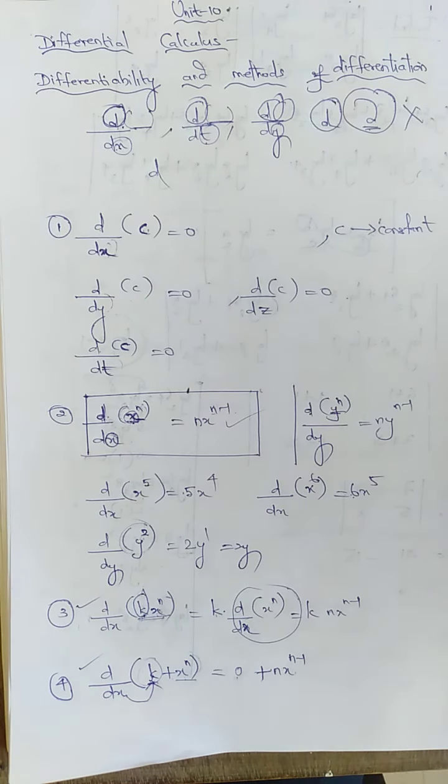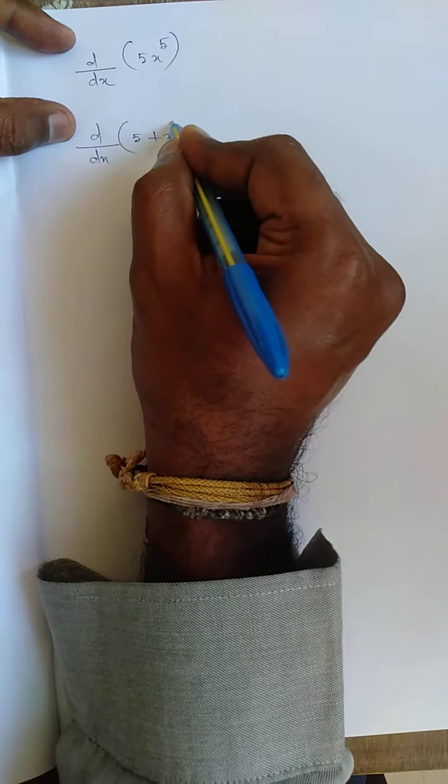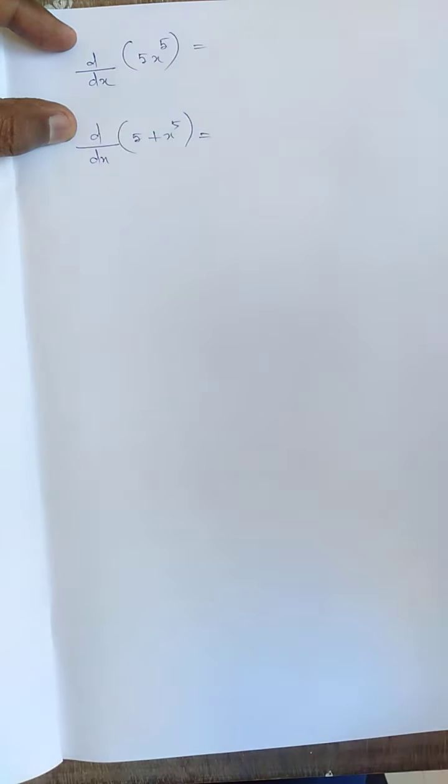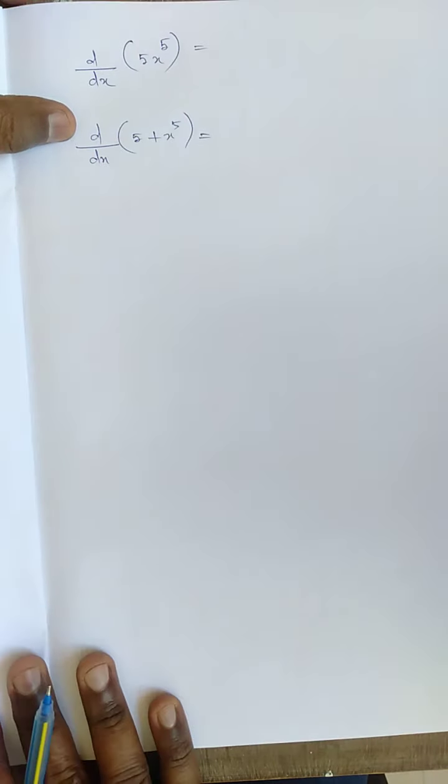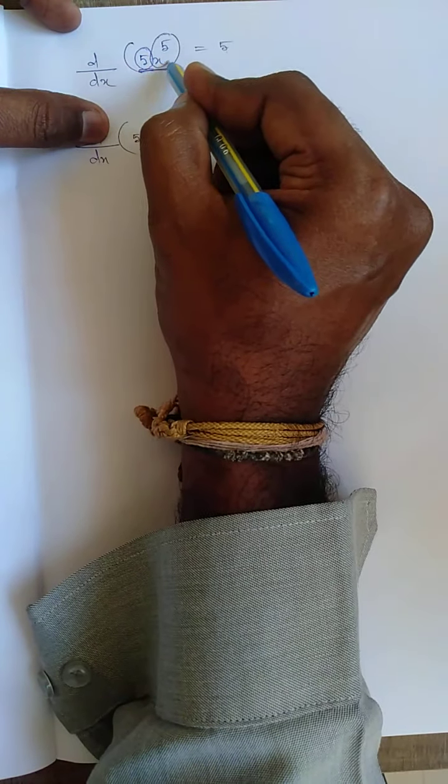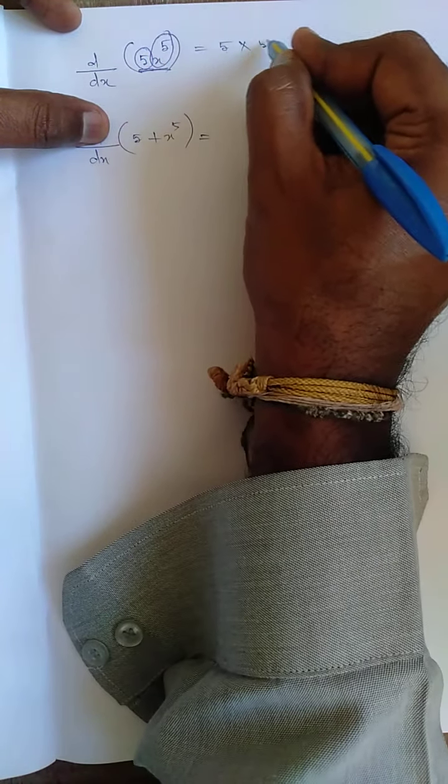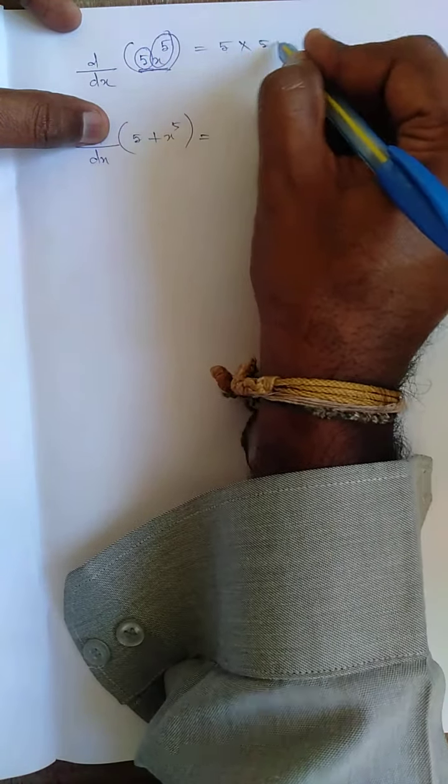5x power 5. d by dx of 5 plus x power 5. Both are different. So this 5 is a constant. Put 5 as it is, because both are the same term. You differentiate x power 5 alone. Bring down 5, x power of 5 minus 1 is nothing but 4. This is the answer. You need to write 5 as it is, because both are the same term, no.